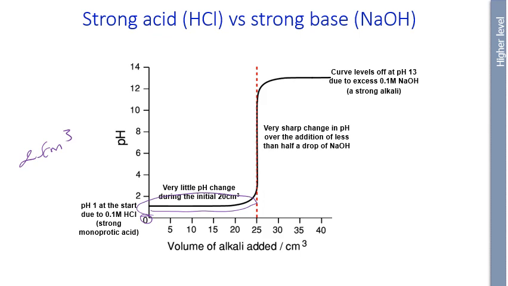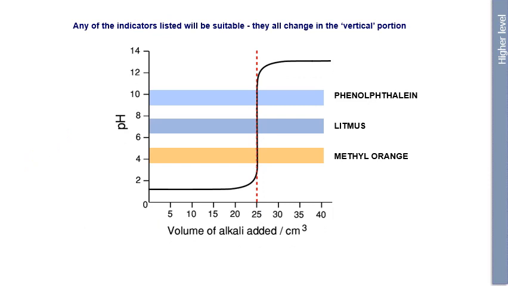You can clearly see there's very little in the way of buffer regions, if any. Any of the indicators listed will be suitable. They all change in the vertical portion. So you can use phenolphthalein, litmus, or methyl orange as the indicator for a strong acid and a strong alkali, because they're all within that range.